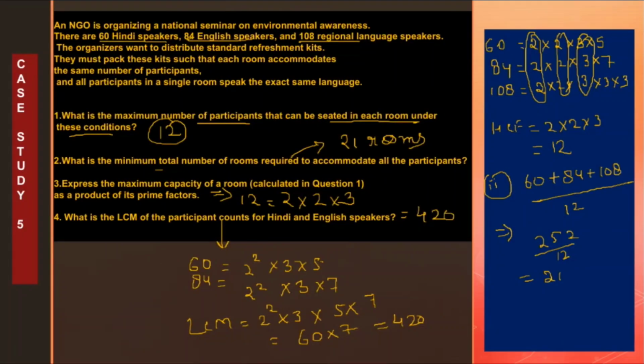Let's look at this case study involving an NGO organizing a seminar on environmental awareness. We have three groups, 60 Hindi speakers, 84 English speakers, and 108 regional language speakers. The challenge is to arrange rooms so that each room holds the same number of participants, and everyone in a room speaks the same language. We'll find the largest possible room size, the minimum number of rooms needed, break down that room size into prime factors, and then explore the least common multiple of the Hindi and English speaker counts.